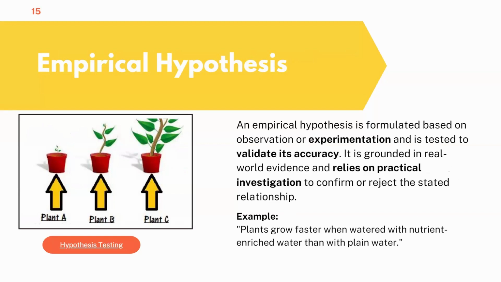So here there's an example: plants grow faster when we water them with nutrient enriched water than plants with plain water. This is an empirical hypothesis because it is based on observing how plants behave in real situations, and it can be tested through experimentation to see if a relationship is true or not.